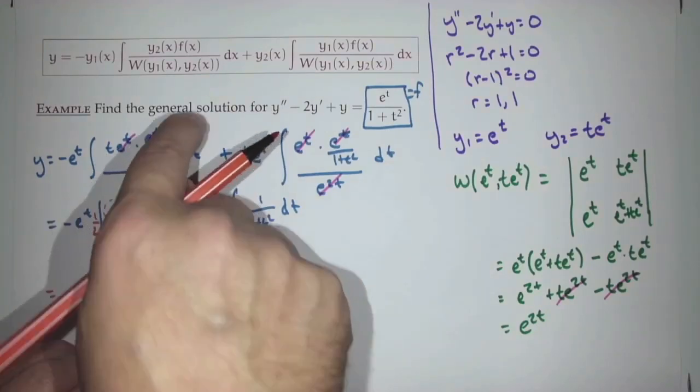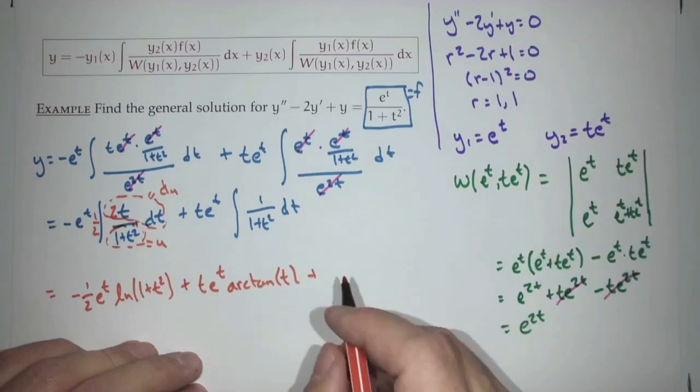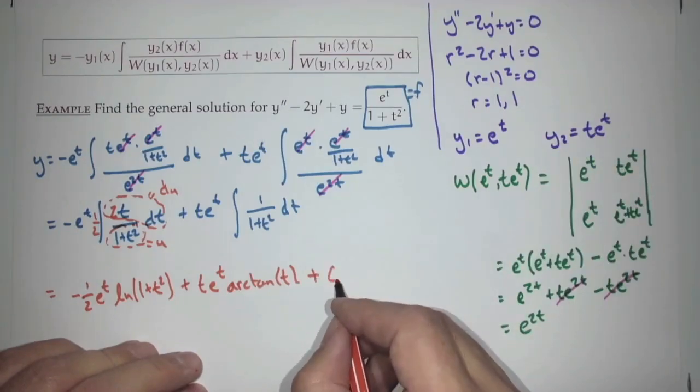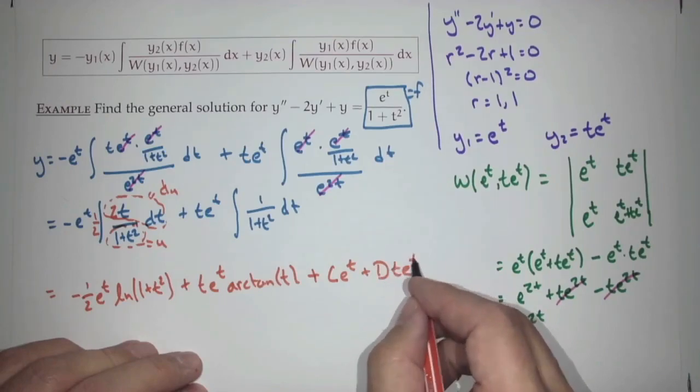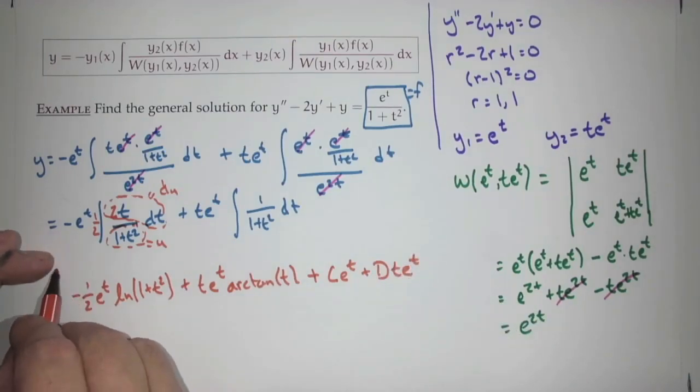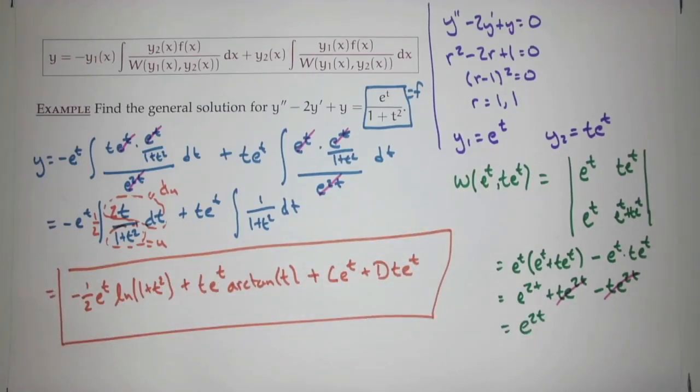We want the general. So the last thing is we add in our pieces from the homogeneous. So plus some constant, e to the t, plus some other constant, t e to the t. And we're done. Woohoo! All right, how are you feeling about this variation of parameters?